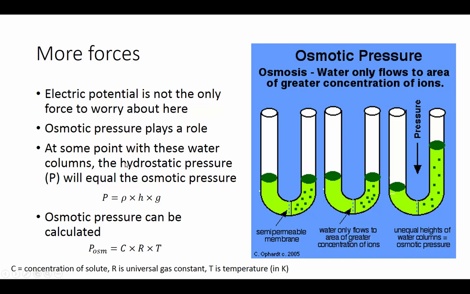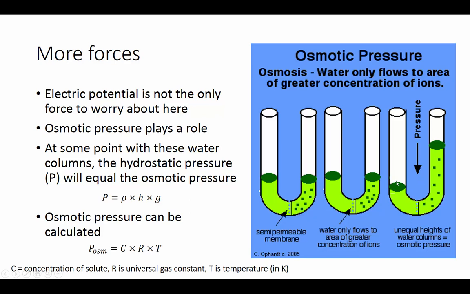how those balance out. We have, again, the water column with a semi-permeable membrane that lets water through but not solute. One side has solute, one doesn't. You're going to see water flow to the area of greater concentration of ions. And this is easily how we can try to explode mammalian cells, by resuspending them in distilled water.